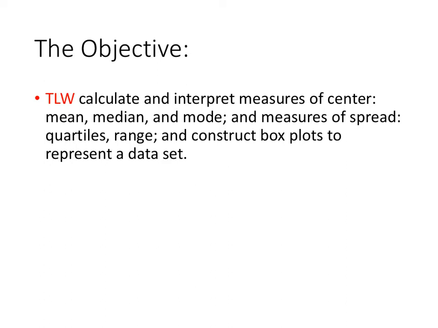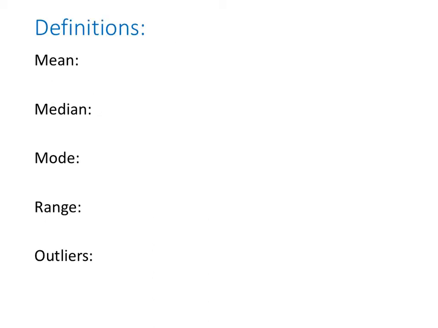So we're going through some of these things that we have known before and making sure that we are aware of these and we can utilize these without too much difficulty. So a couple of things that we're going to go through: we'll refresh the definitions of mean, median, mode, range, and outliers and get an idea of what those are before we move forward.